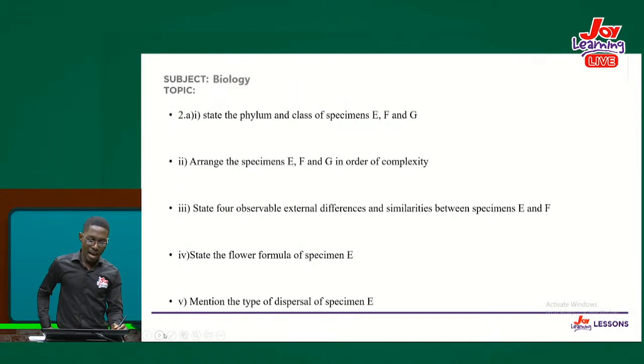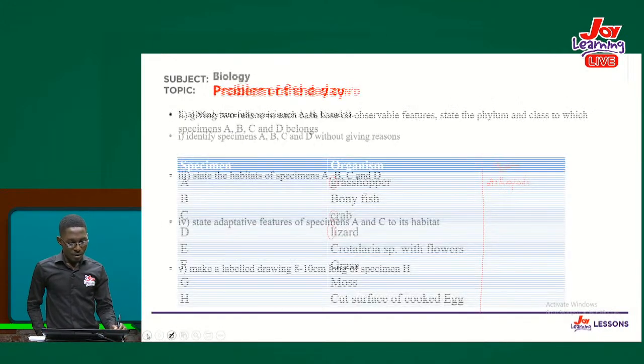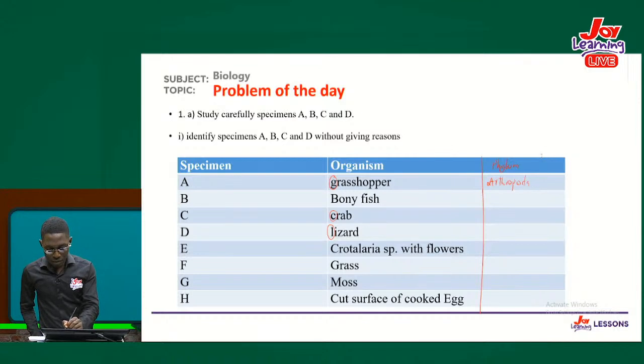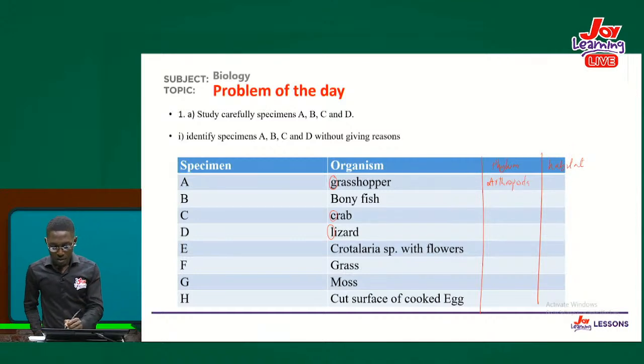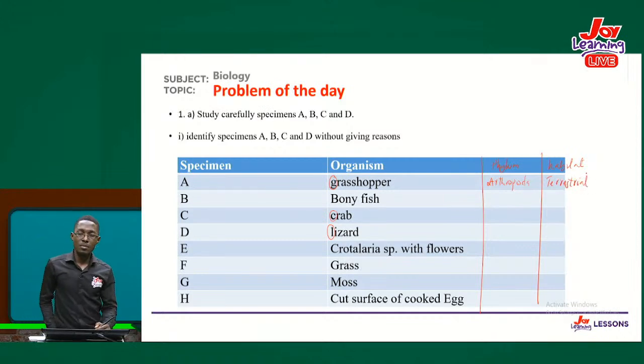Then state the habitat. So let's say I put habitat here. What will be the habitat for grasshopper? Terrestrial. Then you continue. Bony fish, where will you find it? Where can you find the crab? Where can you find the lizard?